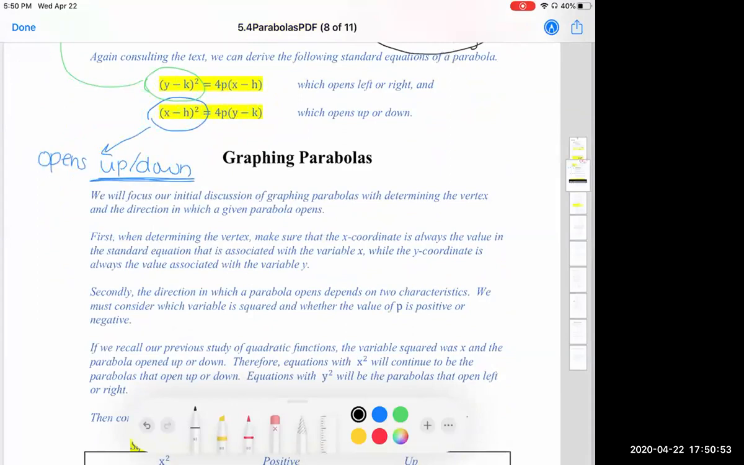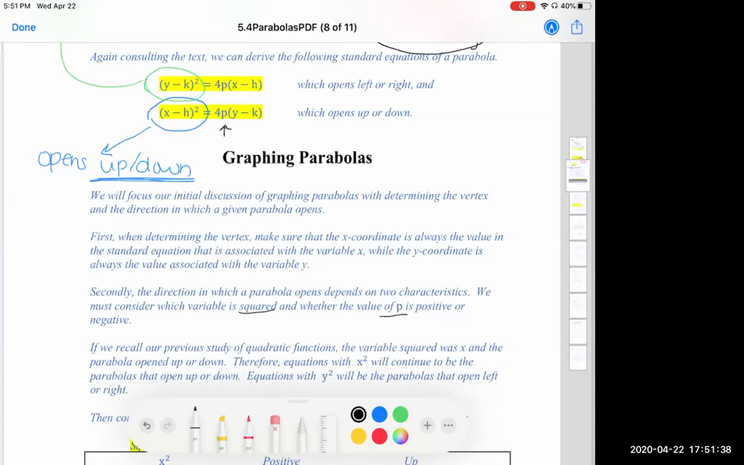Moving forward, graphing parabolas. We will focus our initial discussion of graphing parabolas with determining the vertex and the direction in which a given parabola opens. First, when determining the vertex, make sure that the x-coordinate is always the value in the standard equation that is associated with the variable x, while the y-coordinate is always the value associated with the variable y. Secondly, the direction in which the parabola opens depends on two characteristics. We must consider which variable is squared and whether the value p is positive or negative. So that value p that you have above.